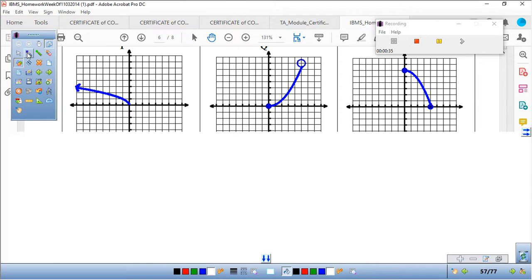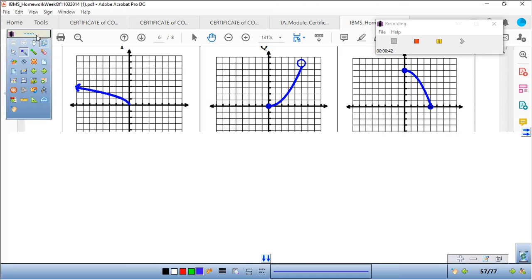Let's review real quick, getting ready for our exam, getting ready for a benchmark that is approximately a month away right now, okay?